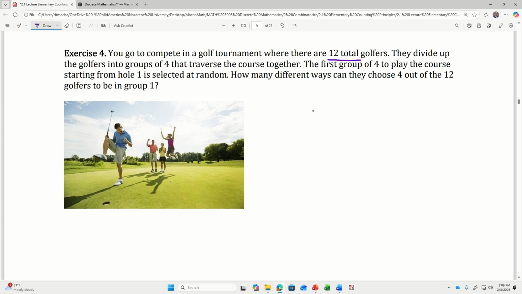So the logic here goes like this. We are going to rank or permute the 12 golfers. And how many different ways can I rank 12 golfers? I don't mean by skill level or by age or anything. I just mean in general. How many different ways can I put 12 golfers in order? 12 factorial. So I end up with 12 factorial permutations of this set.